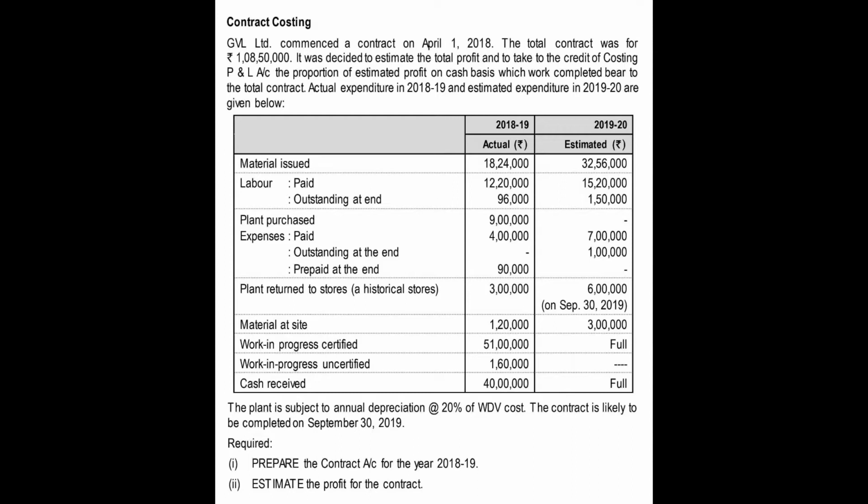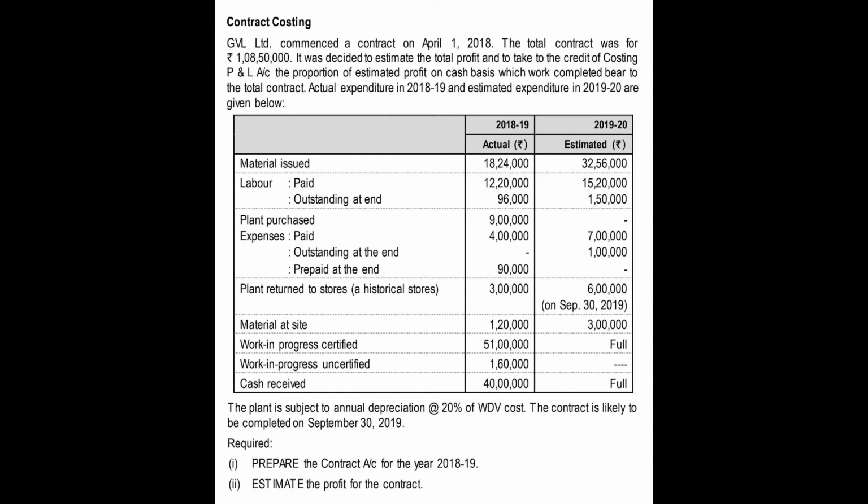So the number of months is 18 months. GVL Limited is commencing its contract on 1st April 2018 and ends on 30th September 2019. The number of months from April 2018 to 30th September 2019 is 18 months. We have to work out the actual contract for 2018-19 for the 12 months period and estimate the total profit for the 18 months period. Actual expenditure is given in the problem for the 12 months period. Up to September, for the 6 month period, estimated expenditure is also given in the problem.